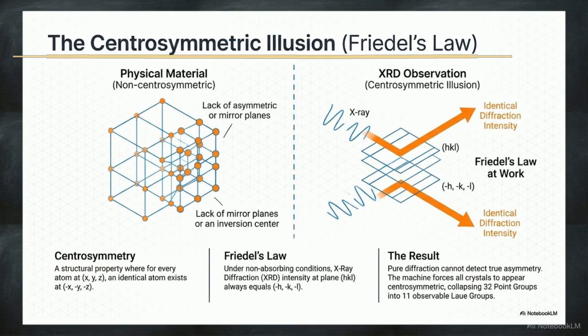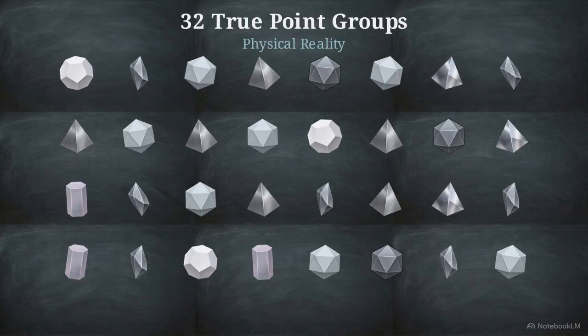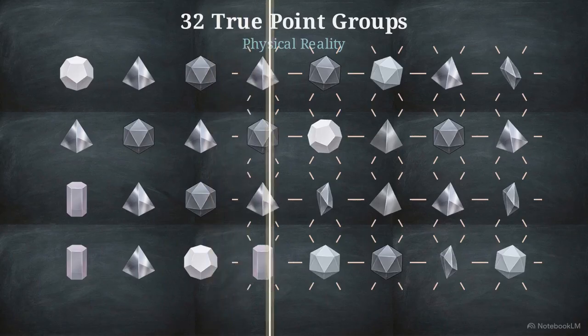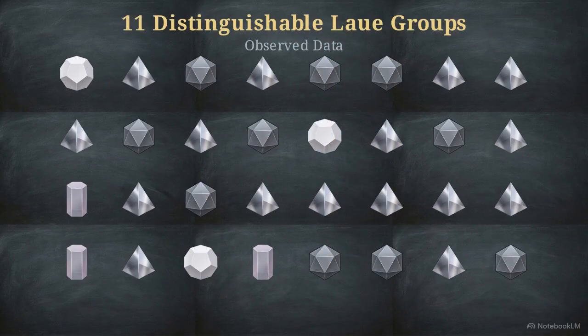The machine is blinded. It is an uncomfortable reality of the discipline. Our primary measurement tool artificially forces the universe to appear perfectly symmetrical. It creates a gap between true physical reality and the limits of observational data. That illusion acts as a filter on our mathematical models. The 32 true point groups cannot all be accurately mapped if we cannot detect their asymmetry.